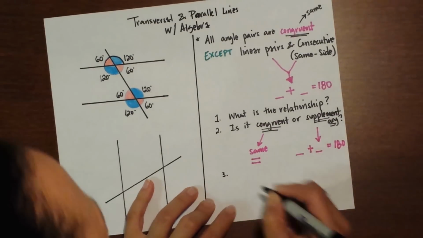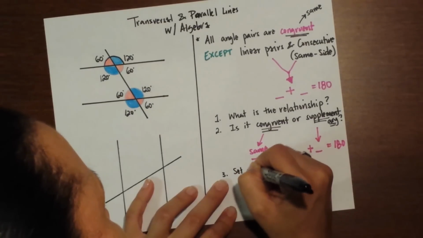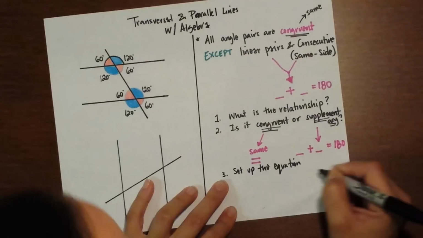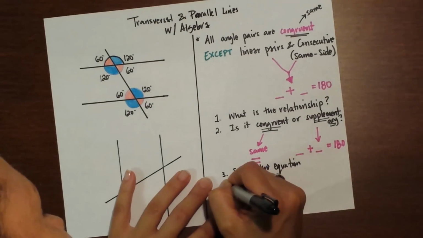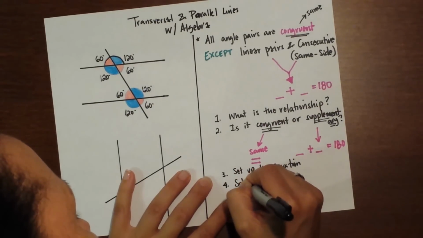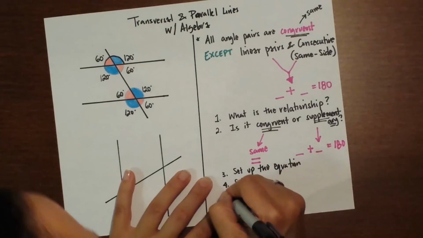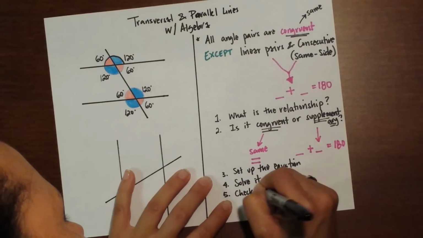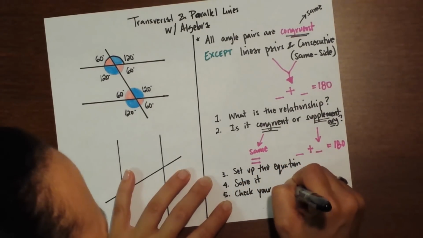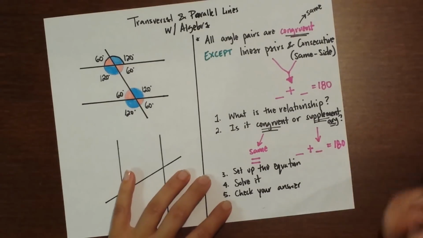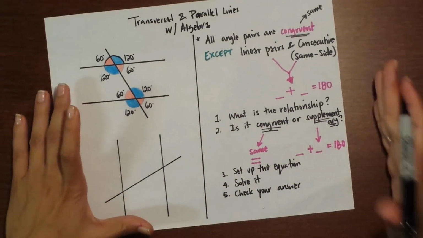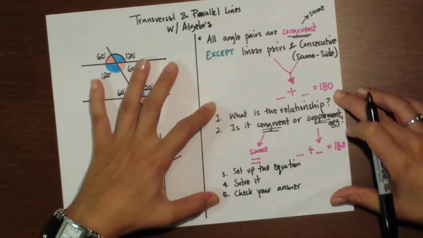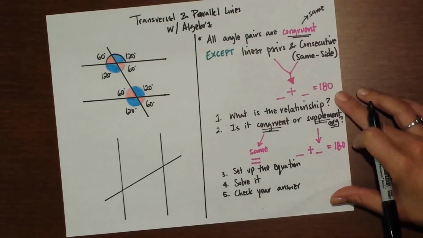All right, the third thing you're going to do is set up the equation. And I'm going to walk you through this with an example in just a second. Set up the equation, okay? The fourth thing, solve it. And finally, always check your answer. Please don't come and ask me if it's correct, because the only thing I'm going to ask you is, did you check your answer? Did your answer make sense? So these 5 things is what we're going to really focus on in the next couple of days.